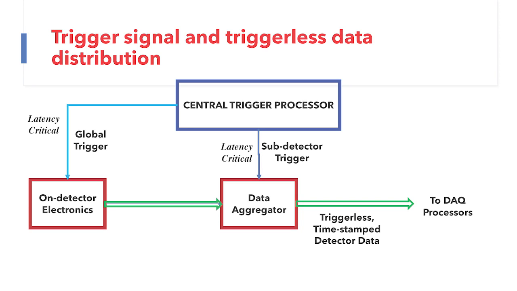There are multiple detectors on the left side. It will tell, okay, this detector was on at this time, this was on. It actually timestamps these two data packets, the data and the trigger information. And then from here, it goes as triggerless timestamped detector data to DAQ processors. So this is a very, very simple view of the complex timing and trigger distribution of the Large Hadron Collider.